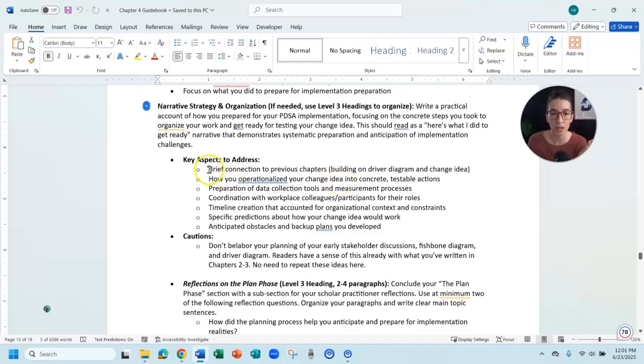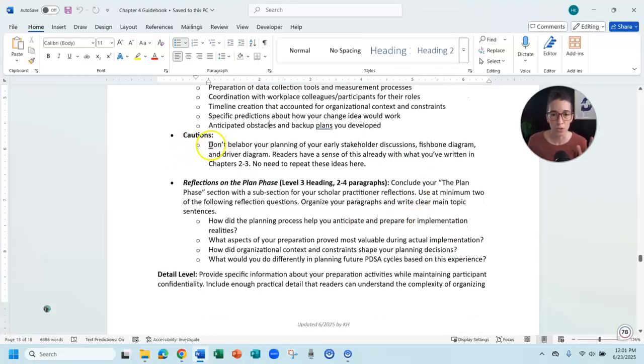It does not mean that you have to go piece by piece and that every bullet point here is a paragraph. It could be, but there are likely some things that you can combine or condense. Some cautions. Don't belabor your planning of your early stakeholder discussions, fishbone diagram, and driver diagram.